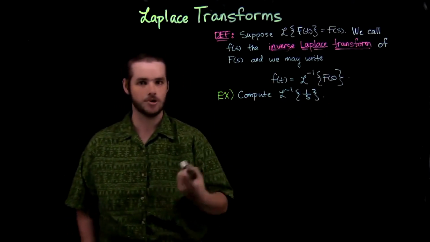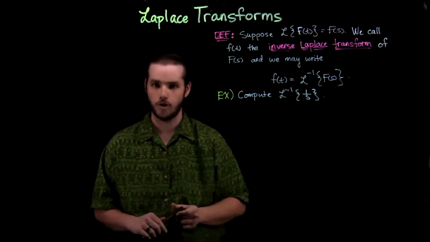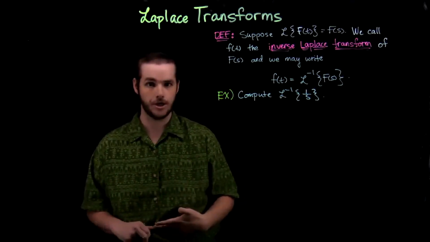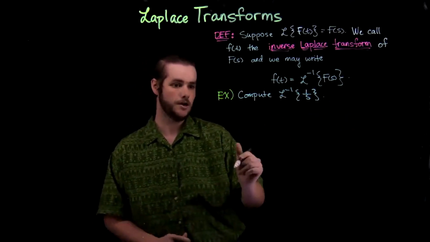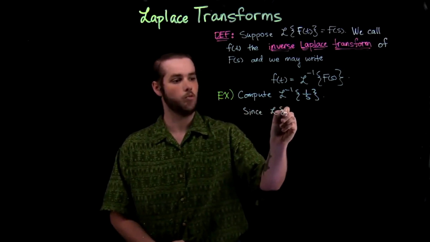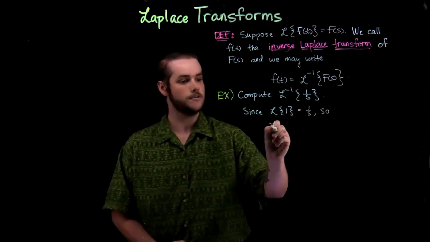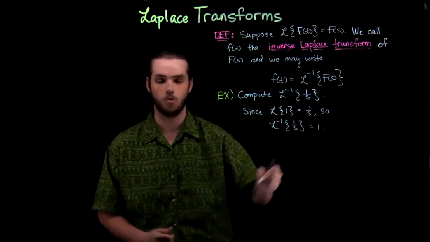Right? To show a couple of quick examples, to compute the inverse Laplace transform of 1 over s, it's pretty straightforward given that we know which function gives us a transform of 1 over s. Right? We know that the transform of 1 is 1 over s. So the inverse transform of 1 over s is 1.